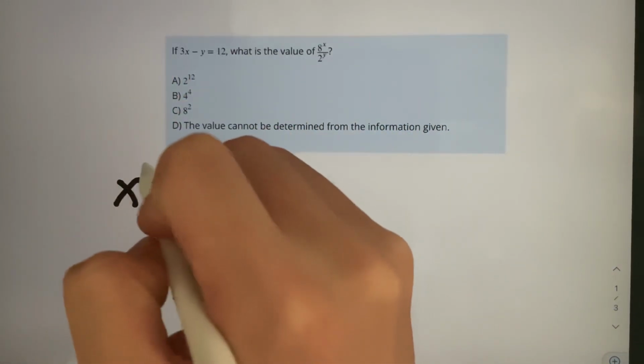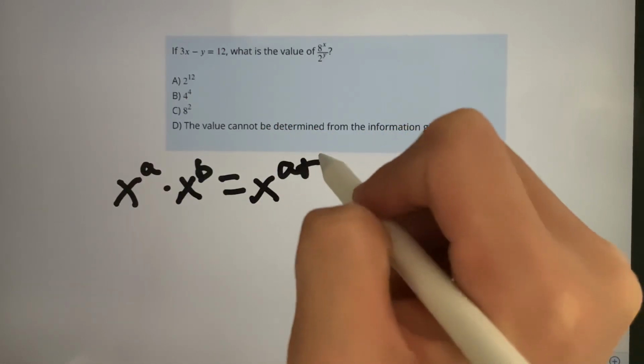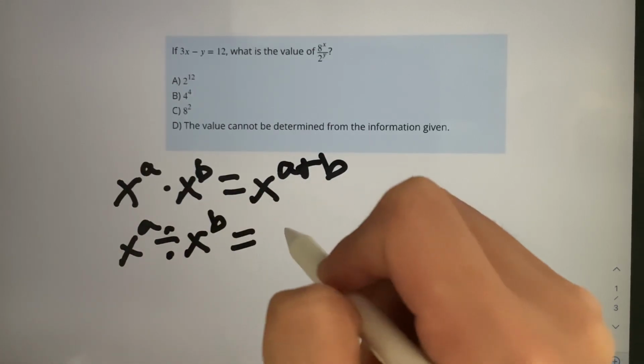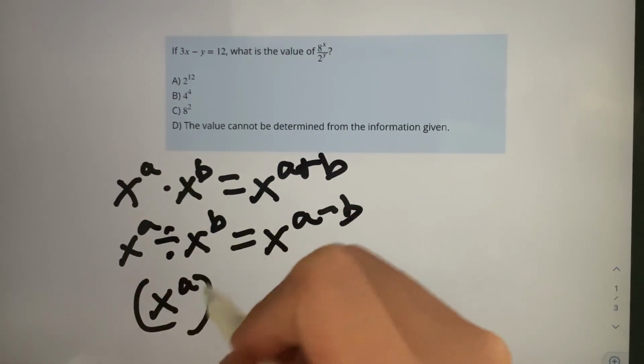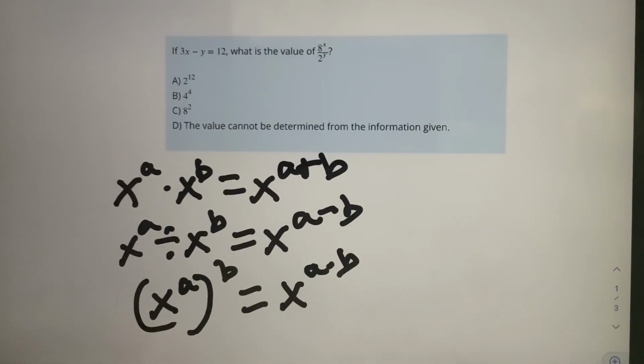So x^a times x^b is equal to what? That's equal to x^(a+b). How about x^a divided by x^b? That's going to give you x^(a-b). And lastly, we have x^a to the b power. That's equal to x^(a times b). Now, as long as you know these 3 properties, you should be pretty good for any questions dealing with exponents.